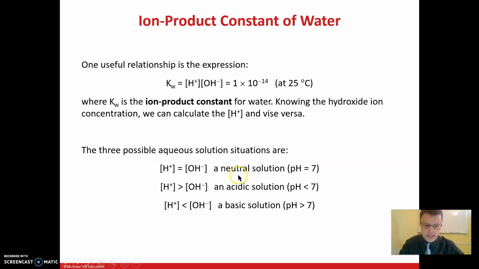So in a neutral solution, the pH equals 7, and the concentration of H plus ions equals the concentration of OH minus ions, and that equals 10 to the minus 7th. If you have an acidic solution, pH is less than 7, and the concentration of H plus ions is greater than the concentration of OH minus ions. And in a basic solution, the pH is greater than 7, and the concentration of OH minus ions is larger than the concentration of H plus ions.